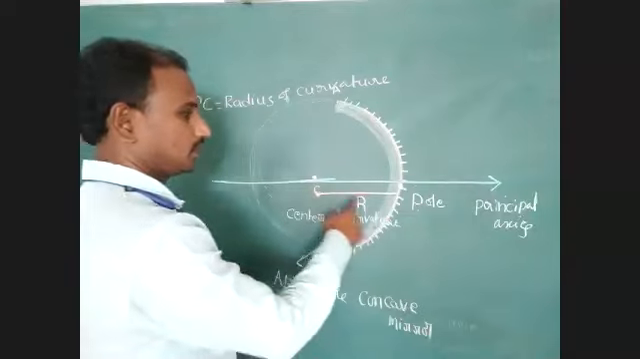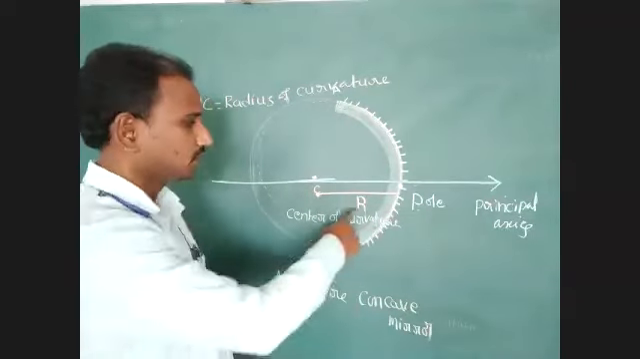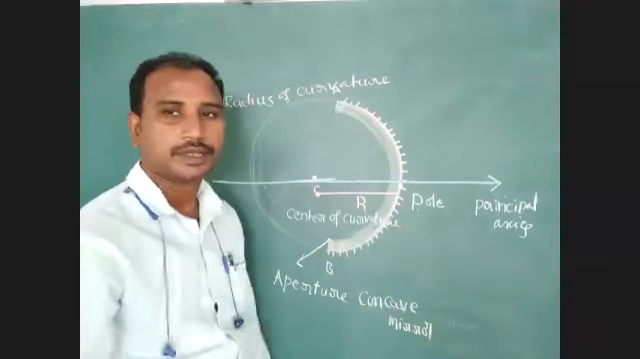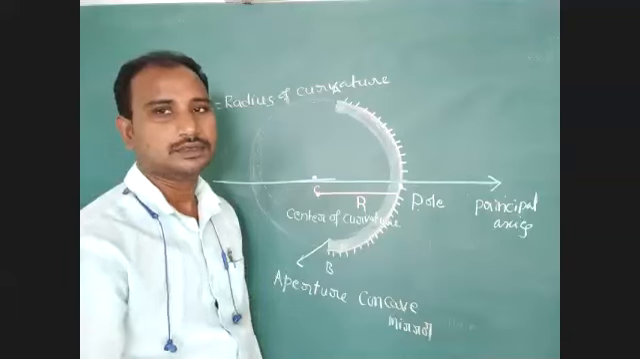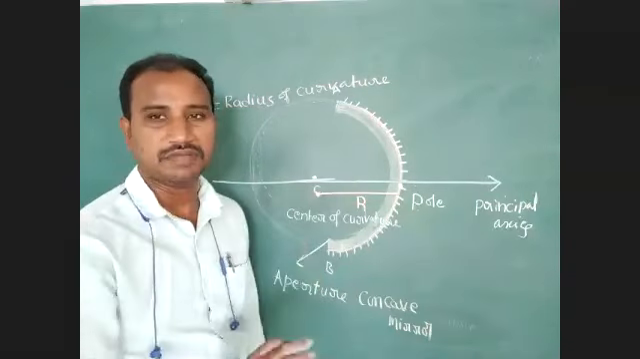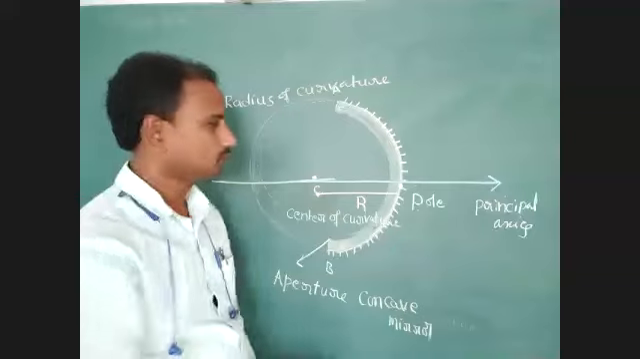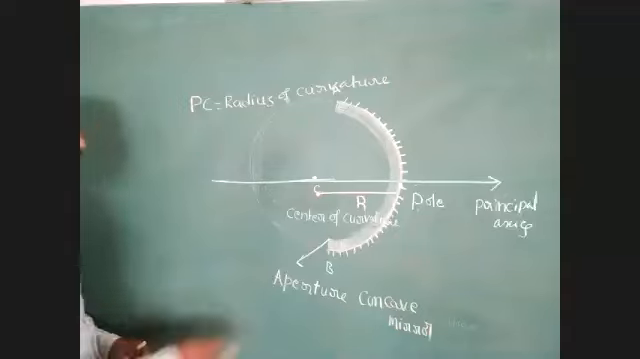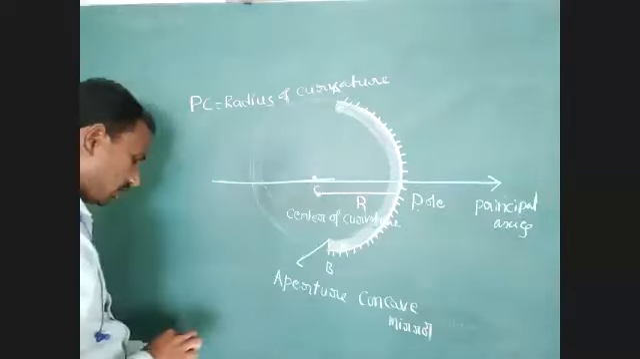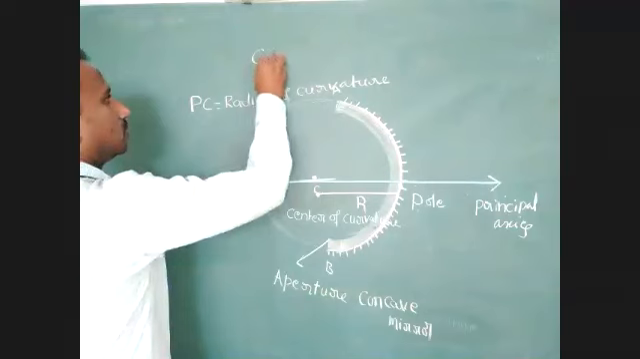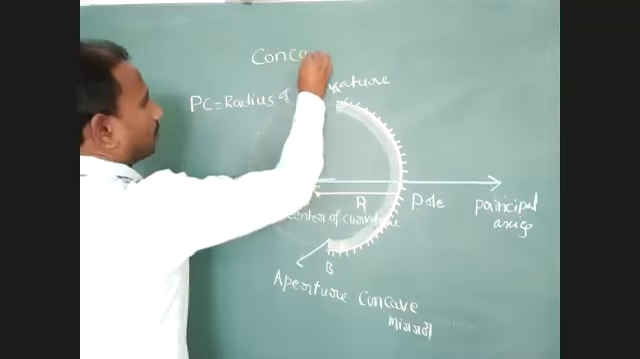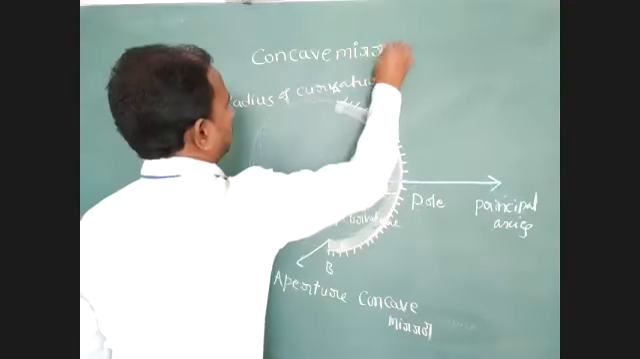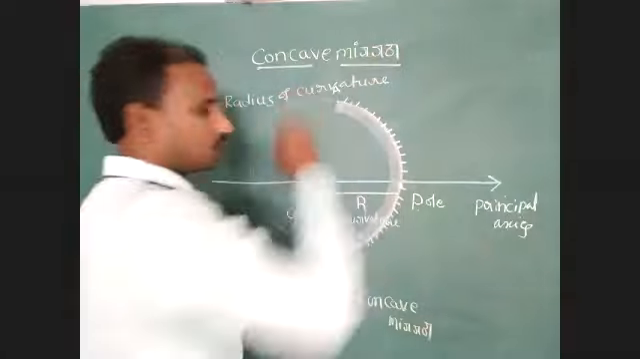These are all general terms related to concave mirrors: center of curvature, radius of curvature, pole, principal axis, and next, aperture. Students, first note down this information. Which mirror is it? Concave mirror. Identify this mirror. This mirror is concave. Note it down.